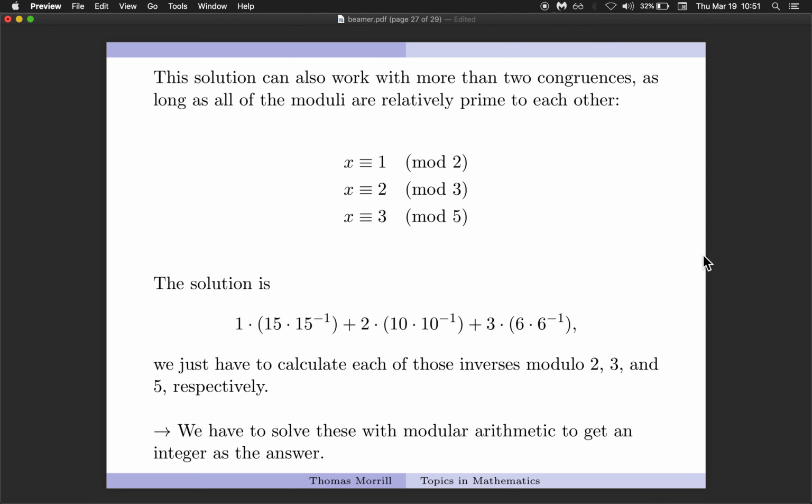We can also do this with more than 2 congruences as long as all of the moduli are relatively prime to each other. So let's take 3 congruences. I want to find an x which is 1 mod 2 and 2 mod 3 and 3 mod 5. The solution, I claim, is this formula.